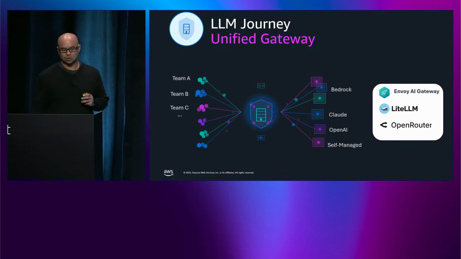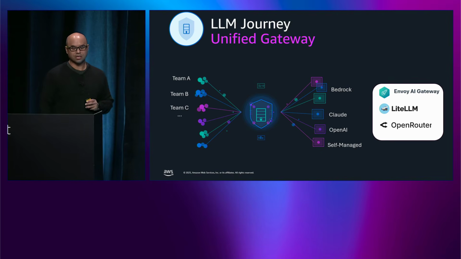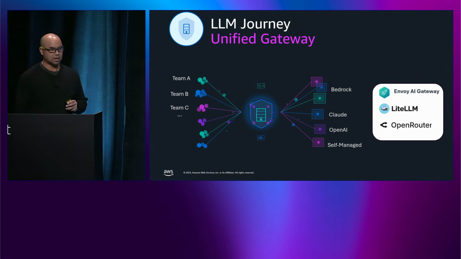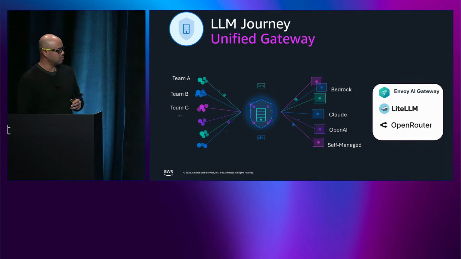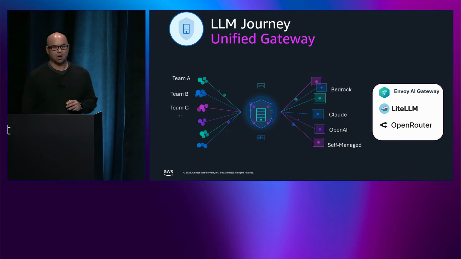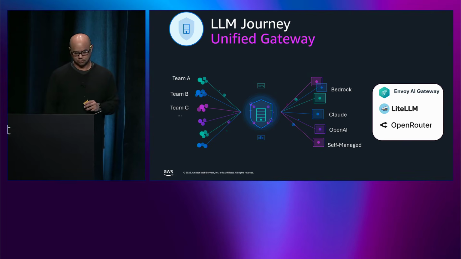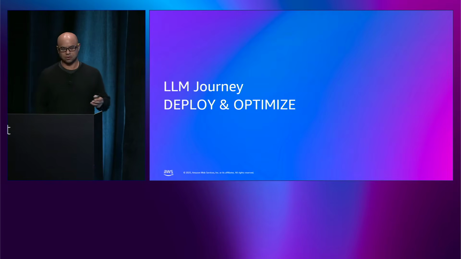I should also mention there are a number of frameworks out there that allow you to implement this type of gateway. If you are a Kubernetes user, Envoy AI Gateway might be a popular choice. If you are more Pythonic or more developer-oriented, LiteLLM is another great option. And then finally, if you're looking for a managed gateway, OpenRouter could be a great option. Okay, now you have control and visibility. Let's move on to the next stage.